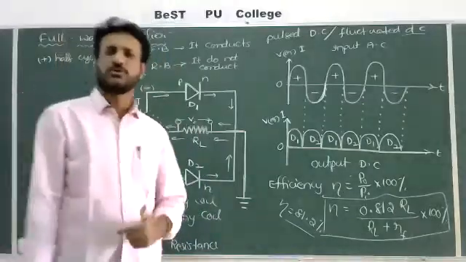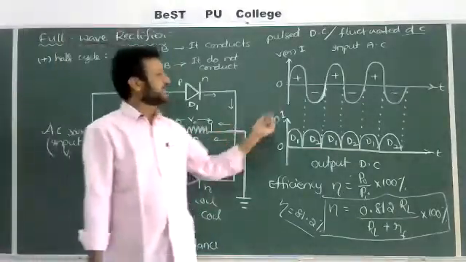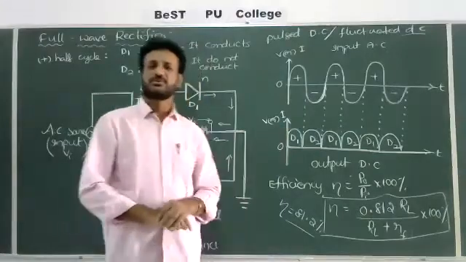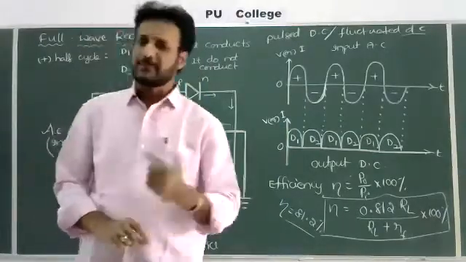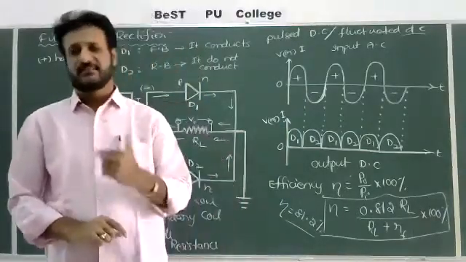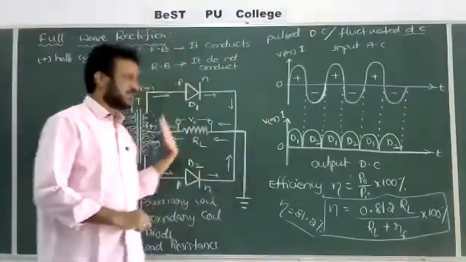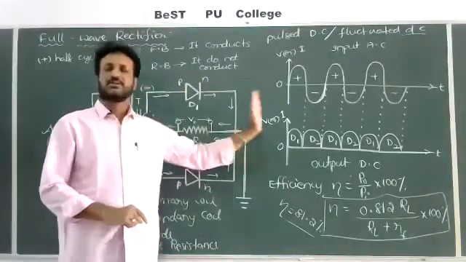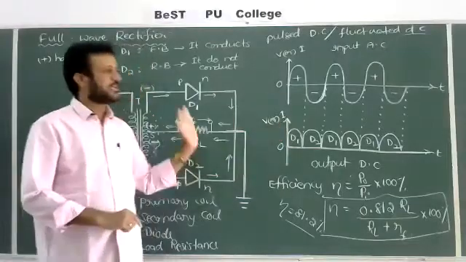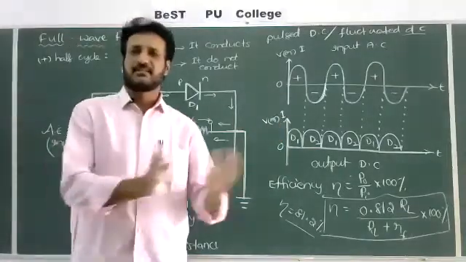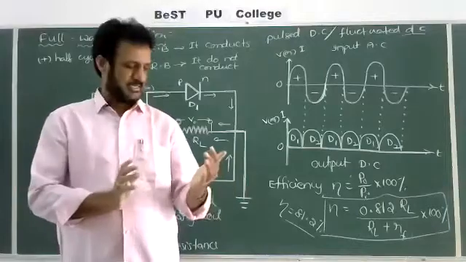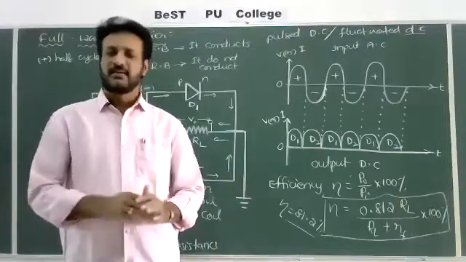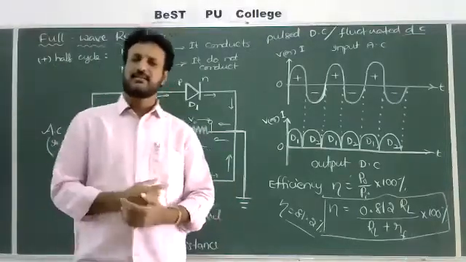So if you want to convert these AC ripples also into DC, what do we have to do? We have to use a filter circuit which contains a capacitor and also an inductor. So that is about the half wave rectifier and also the full wave rectifier. In the next class, I'll discuss the comparison, how to compare both the half wave rectifier and the full wave rectifier, and I'll give some important formulas for NEET or JEE purposes also.